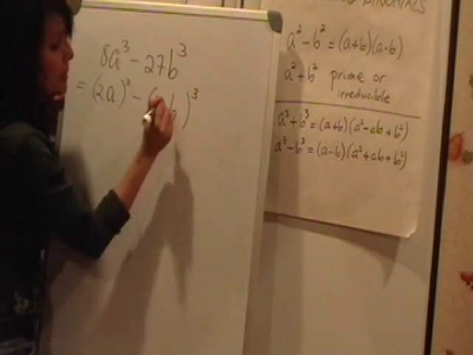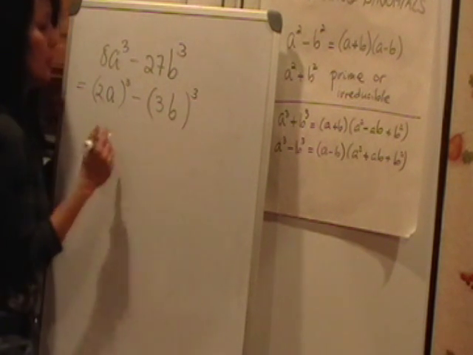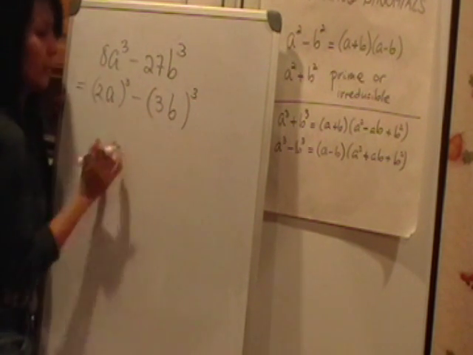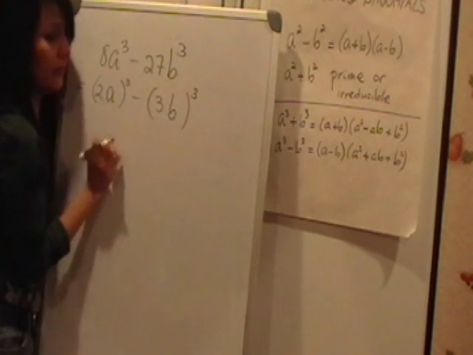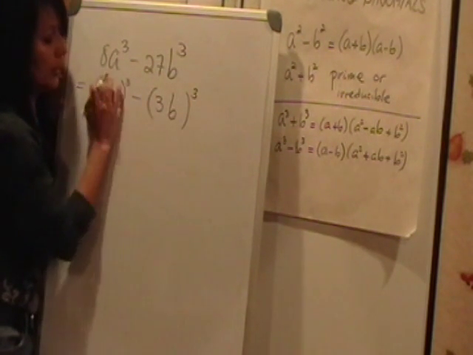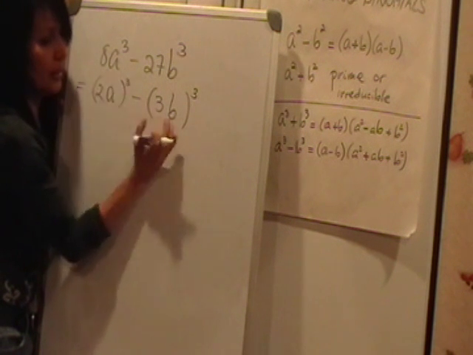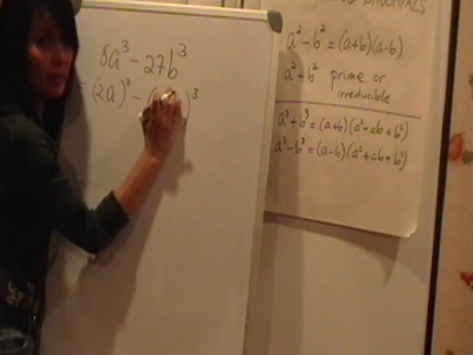b cubed, this b inside, and then the 3 outside. So this, we have the Jello mold, right? The mold a cubed minus b cubed. So we have the difference of cubes, where this is the a in the formula, 2a, and 3b is the b in the formula, okay?